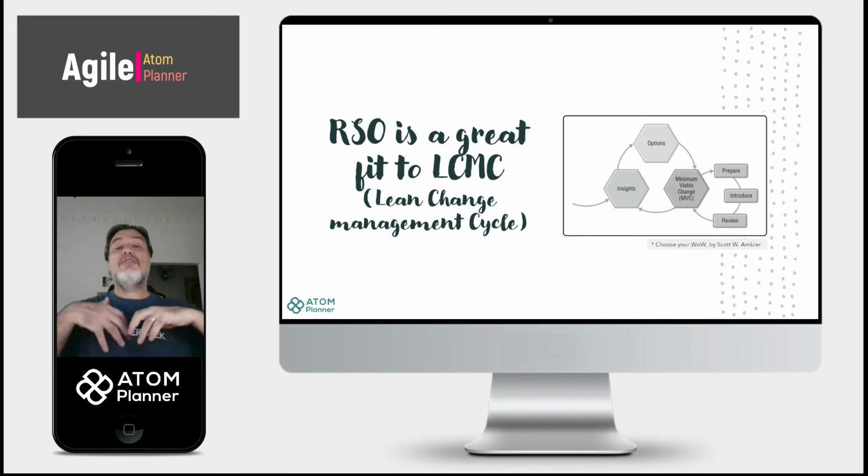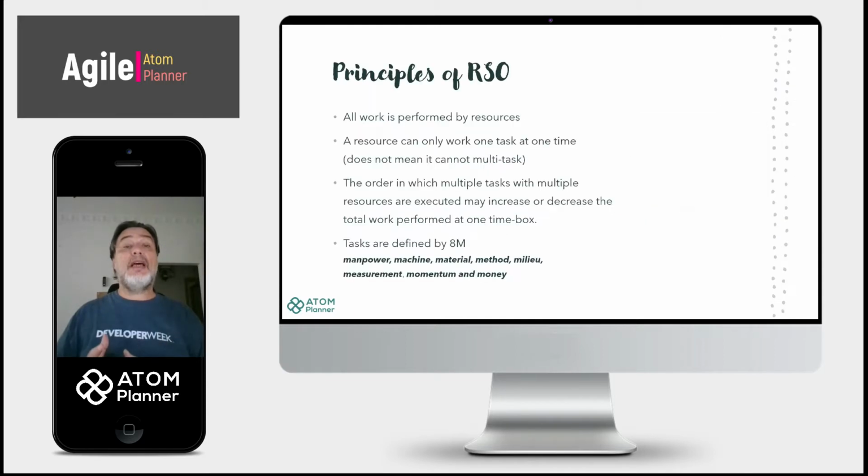It's going to give the users options for the development of the project, so you can actually work the minimal viable changes and thus operate in your cycle for your product line. When interacting with Disciplined Agile, we need to understand some of the principles of resource scheduling optimization.